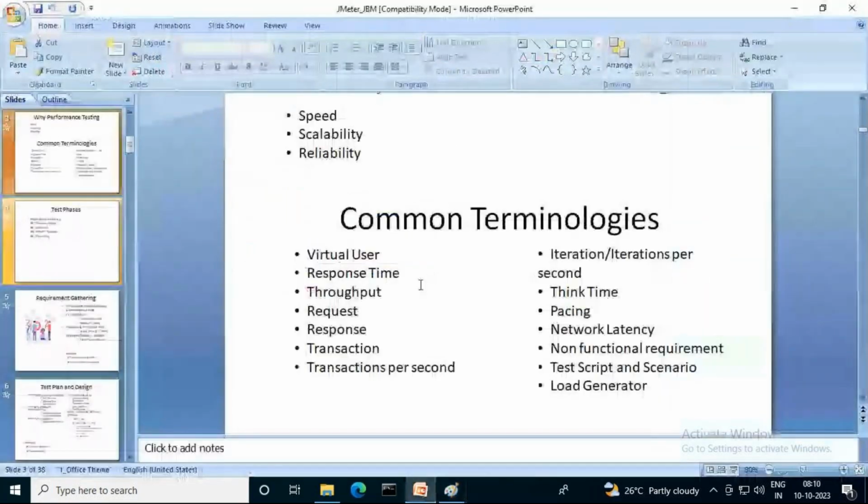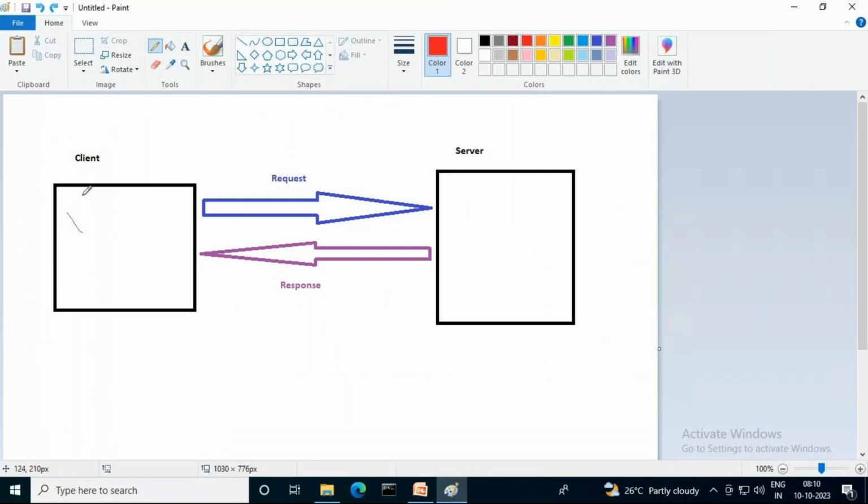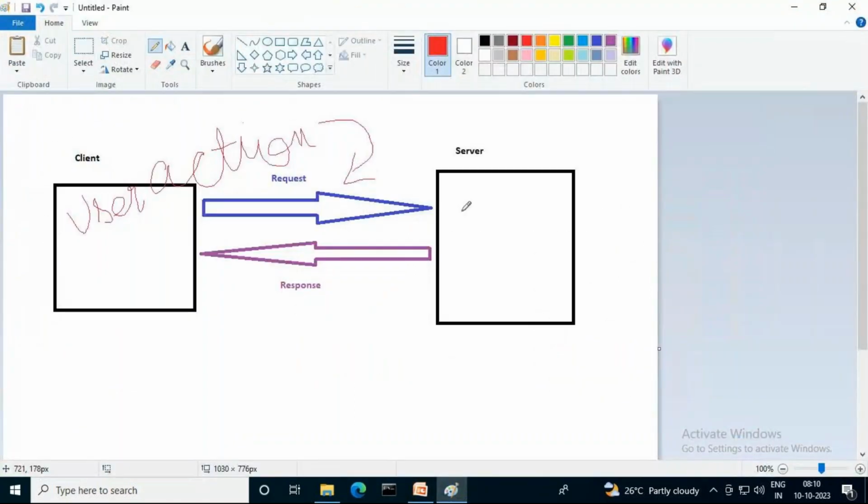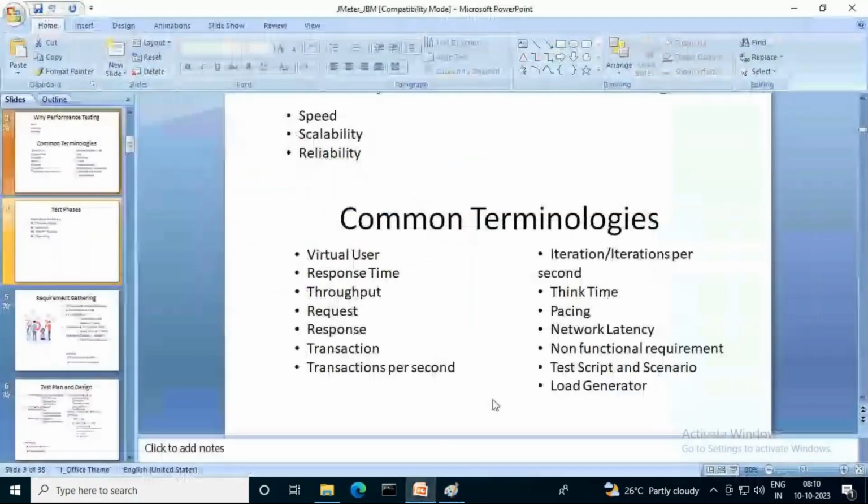Clear all of you? Then we have the request. I told you what a request is, right? Whenever there is any user action, the user action will give rise to a request. That request will go to the server. Then the response. This request will be processed by the server, and once it is processed, it will give rise to the response. Response is something which we get back from the server. Request is what goes from the client to the server.